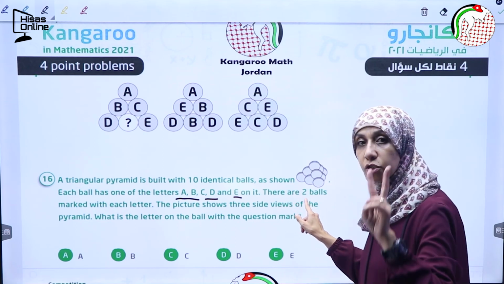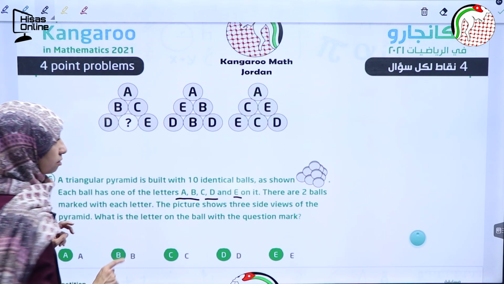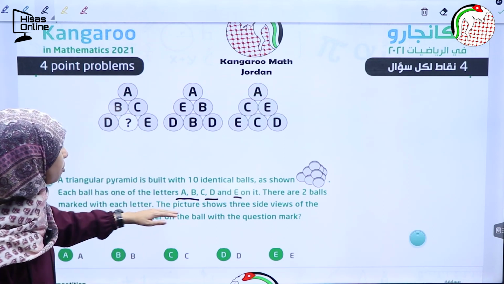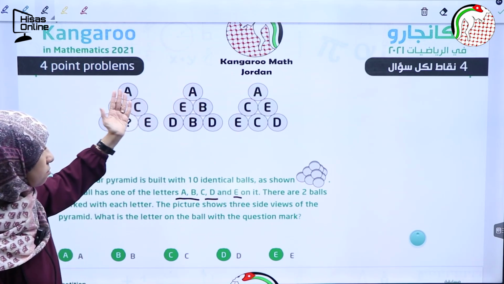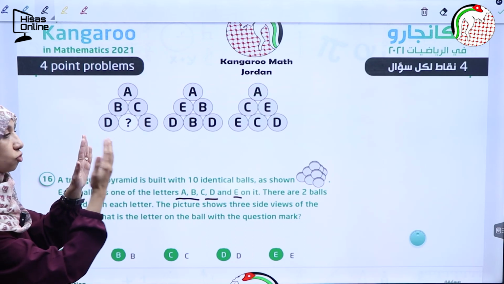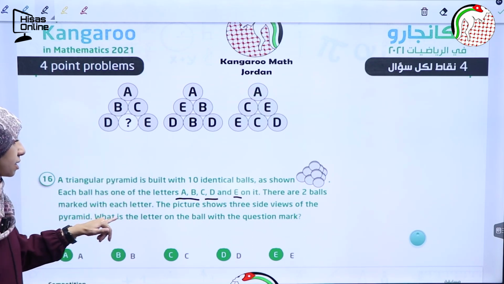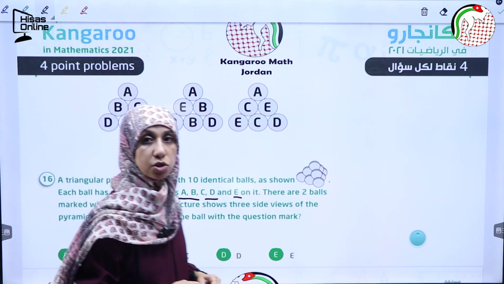There are 2 balls marked with each letter. So of each letter I have 2 balls. The picture shows here 3 side views, so 1, 2, and 3 of that pyramid. What's the letter on the ball that has the question mark?